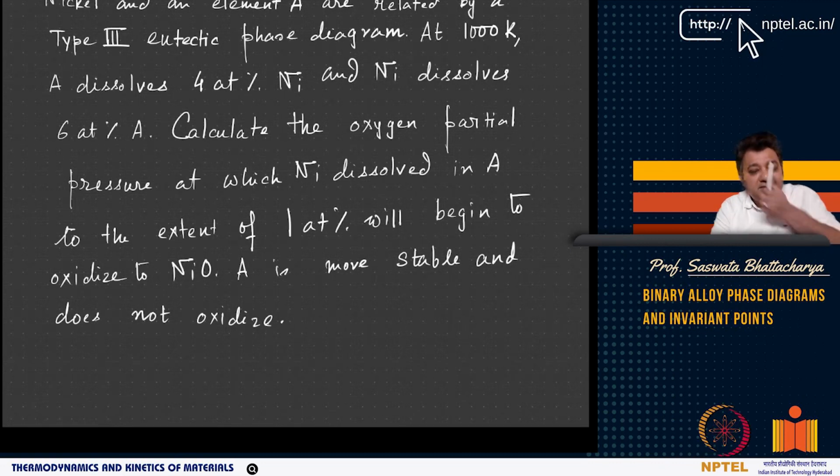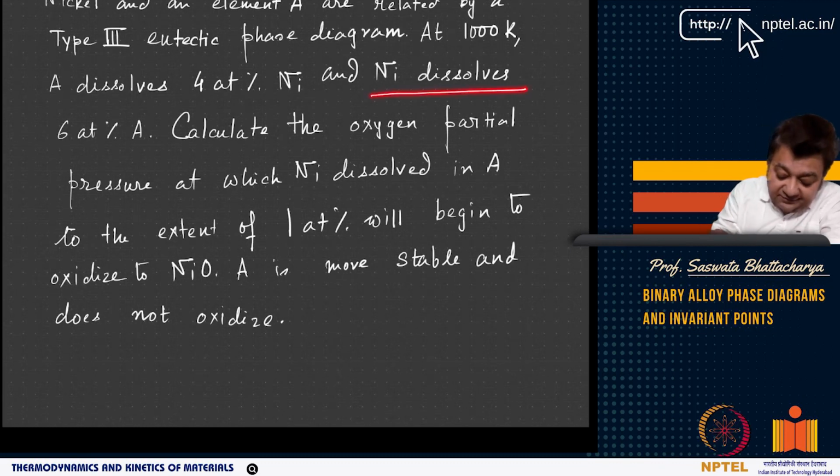So when I'm looking at the A-rich solution, A dissolving 4 atomic percent nickel, then 4 atomic percent is the saturated composition of nickel in the A-rich solution. Here nickel is acting as a solute in the A-rich solution. And when I say nickel dissolves, the nickel is the solvent, and the question is how much it dissolves. What is the limit? It dissolves a maximum of 6 atomic percent of A at 1000 Kelvin.